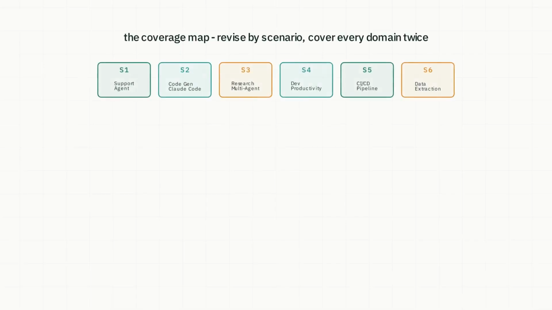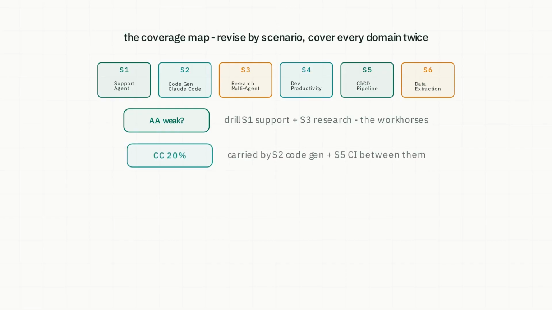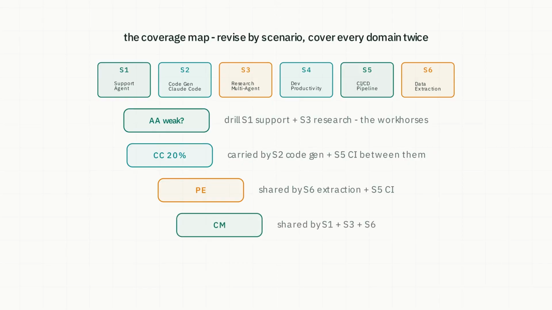One practical use of that model before we move: the scenario to domain map doubles as a coverage checker for your revision. The support agent and the research system are your agentic architecture workhorses. If the crown domain is weak, drill those too. Both Claude Code scenarios, code generation, and the CI pipeline carry the 20% configuration domain between them. Extraction and CI share prompt engineering, support, research, and extraction share context management. Revise by scenario and the domains get covered twice over, from different angles, which is precisely how the exam will test them.